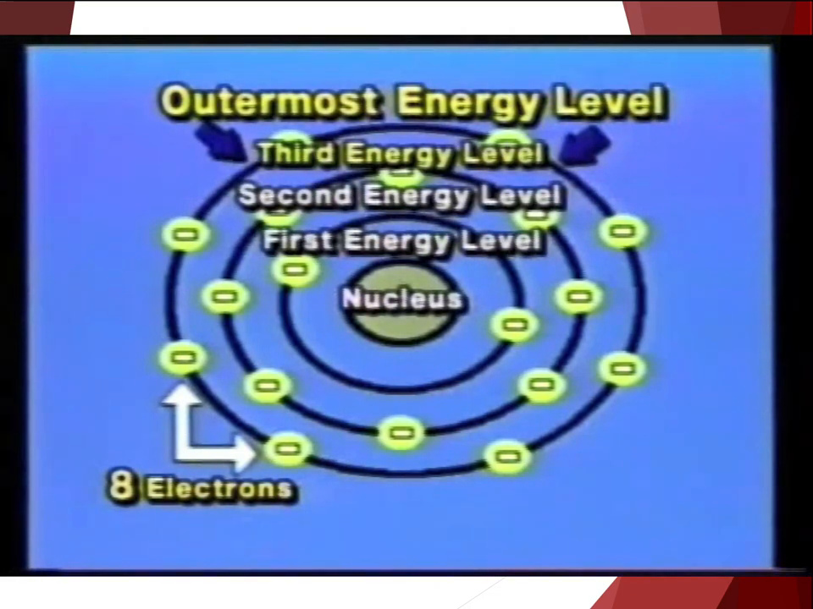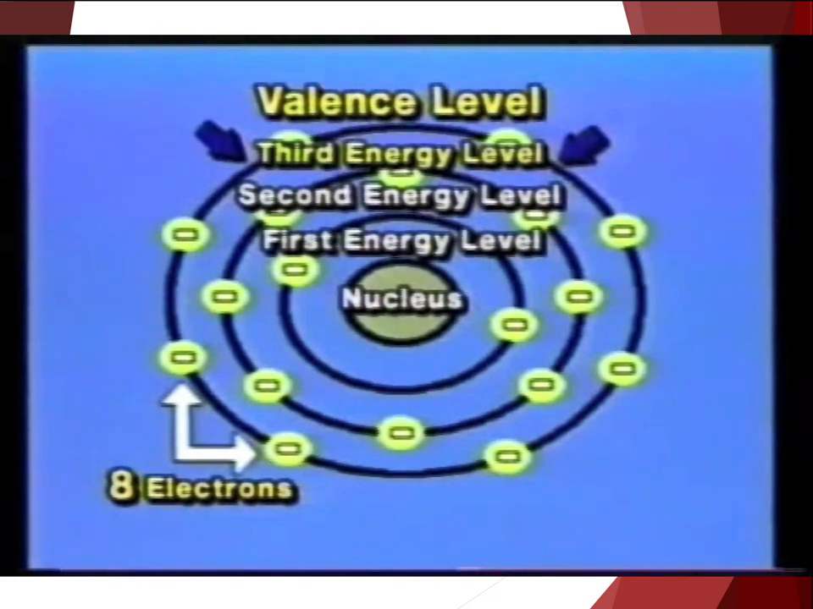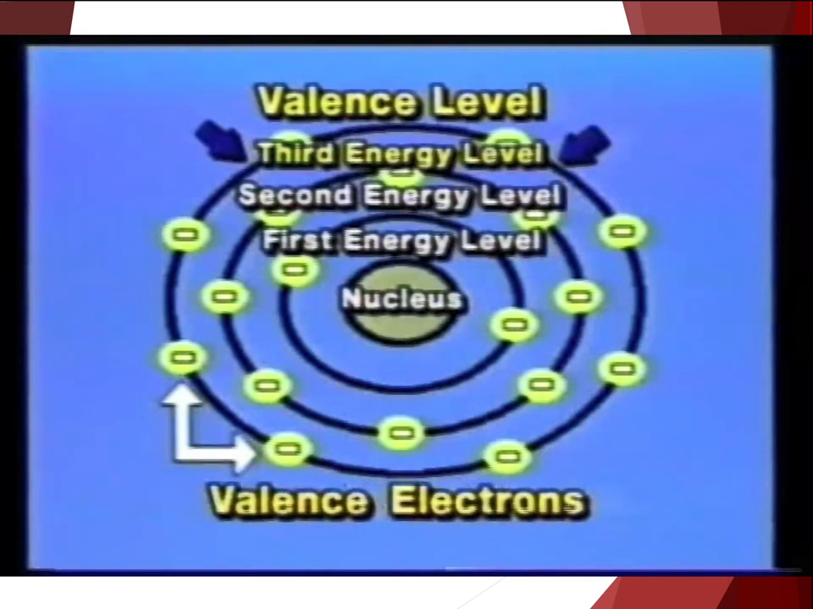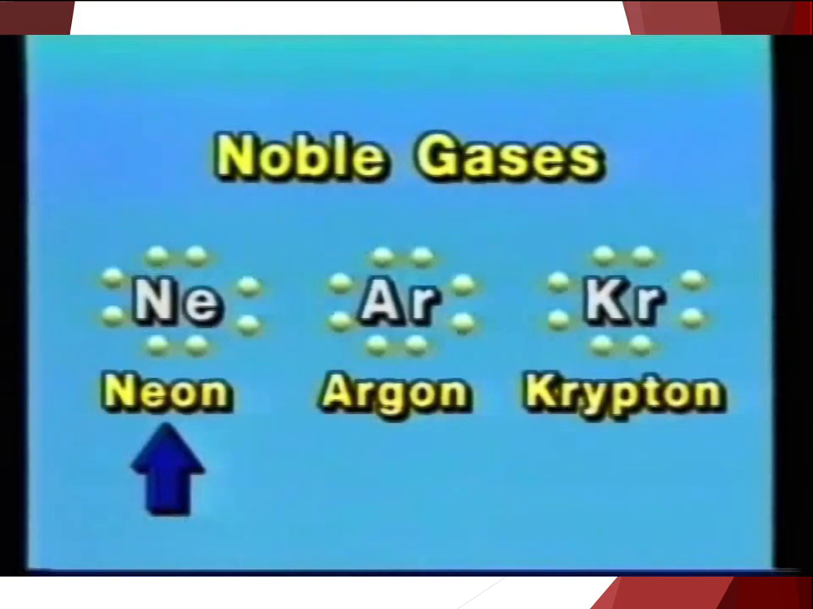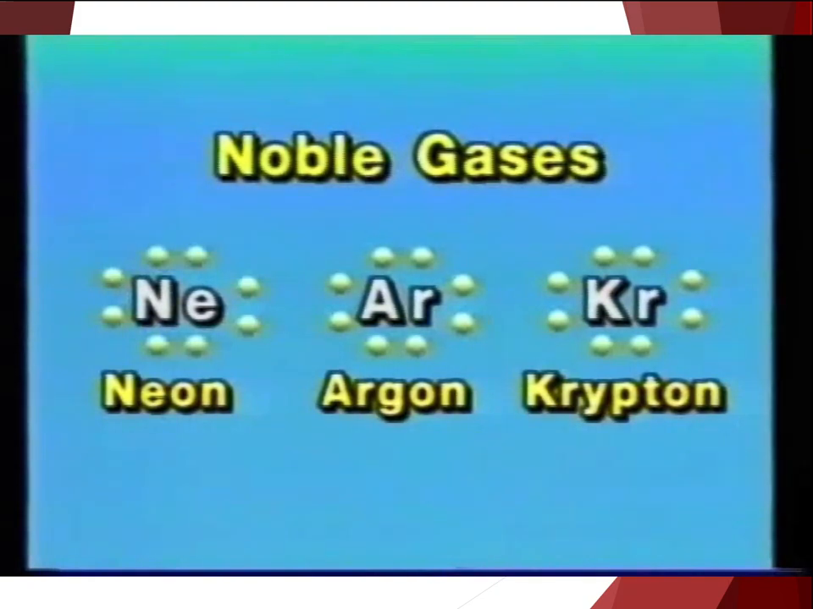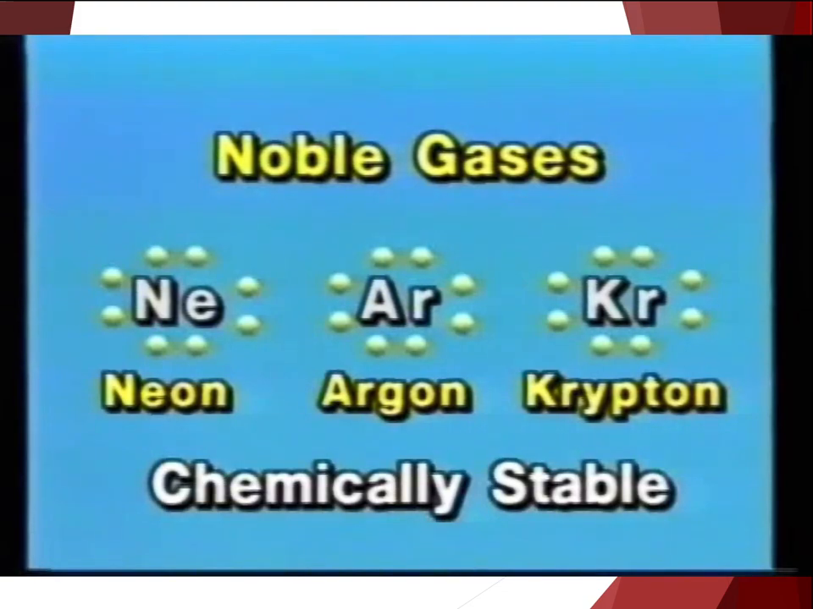If this outer energy level, known as the valence level, is filled with electrons, the element is chemically stable and will not bond. Chemists call the electrons in this outermost energy level valence electrons. Neon, like the other noble gases, has its full number, 8 electrons, in its outermost energy level. And because of this, all the noble gases are chemically stable.